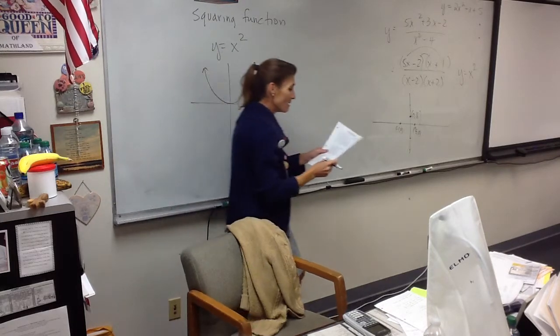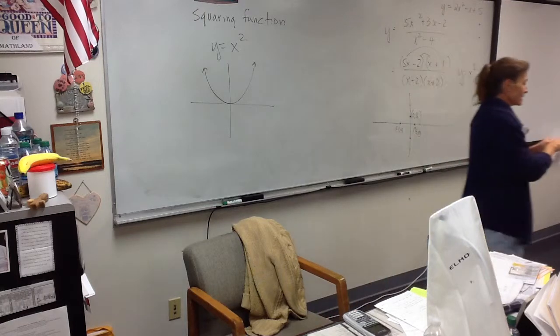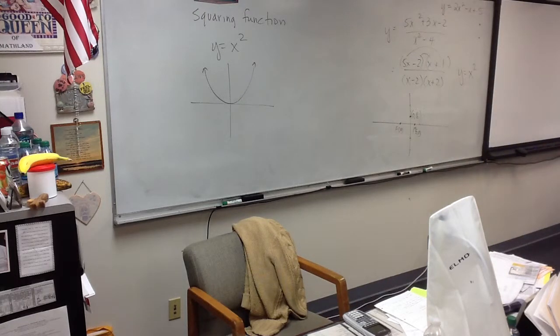So on your BFF sheet, where it says the squaring function, it's the second one, fill in the equation, y equals x squared, and sketch the picture. It doesn't have to be perfect. Just go ahead and sketch your nice little parabola on there.